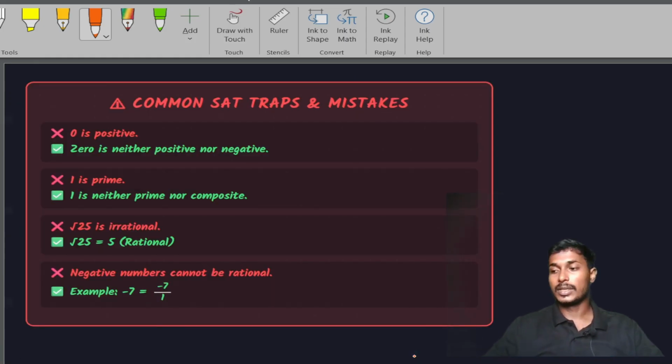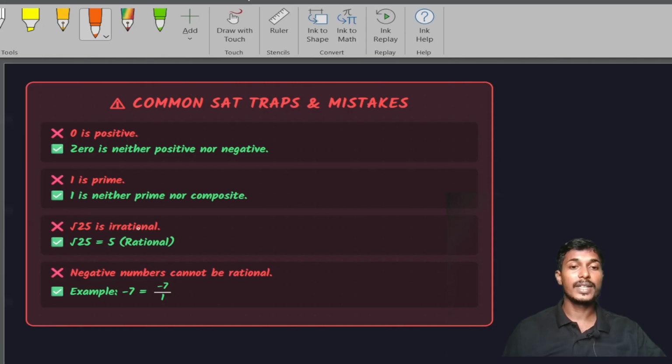Now, these are common mistakes that all SAT aspirants make. Is 0 a positive number? Many of you say yes, many of you say no, but the answer is that 0 is neither a positive nor a negative number. Is 1 a prime number? Most of you will say yes, but no, 1 is not a prime number, and neither is it a composite number.